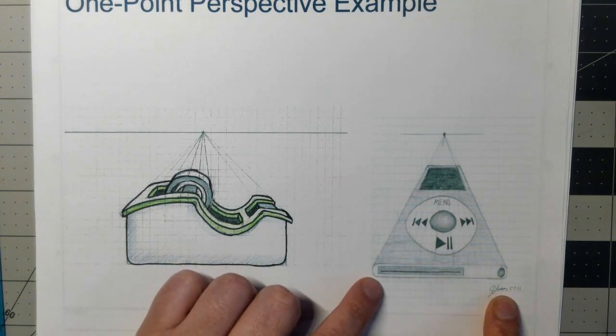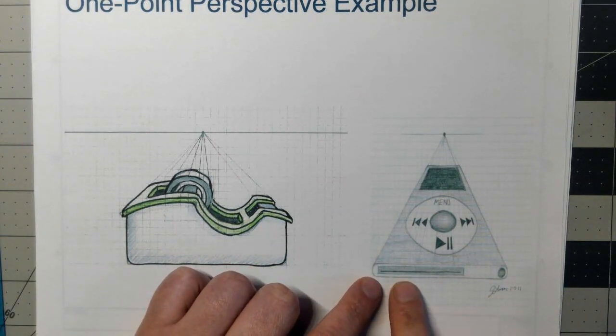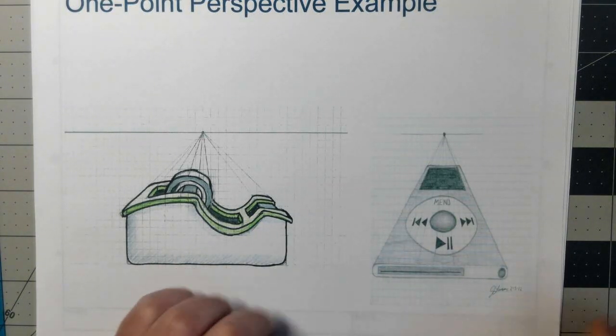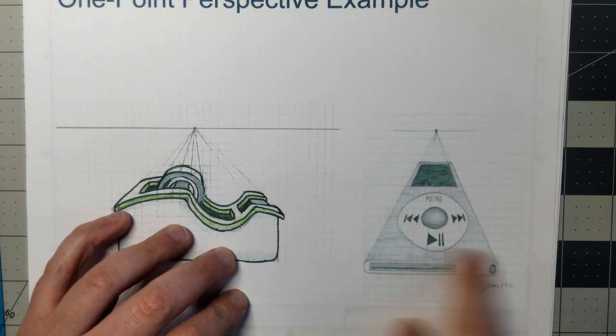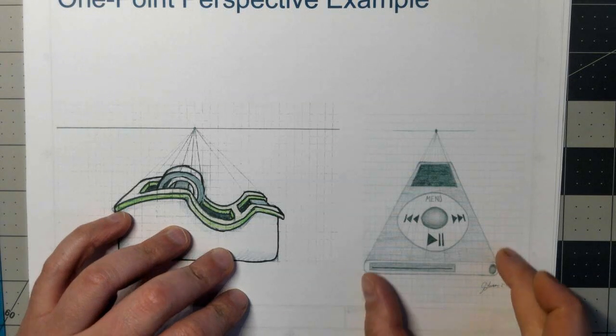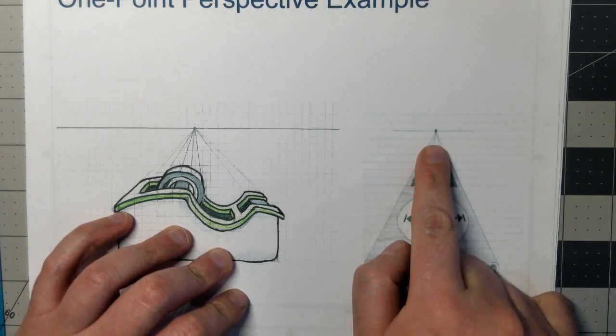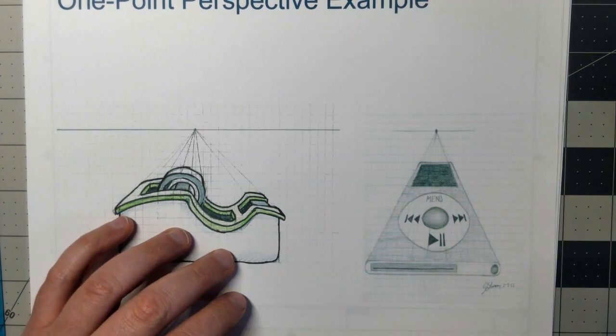And here we have a very old piece of technology from 2012, an iPod. You might have heard of these. They used to store your music, and that's how you listened to music way back in the day. And you can see the front of the object is much larger, and it gets smaller and smaller the closer it gets to the vanishing point.